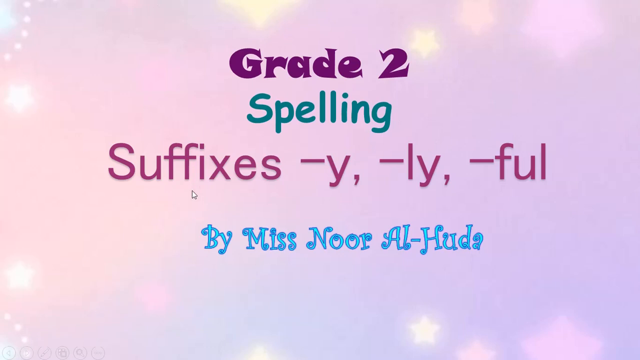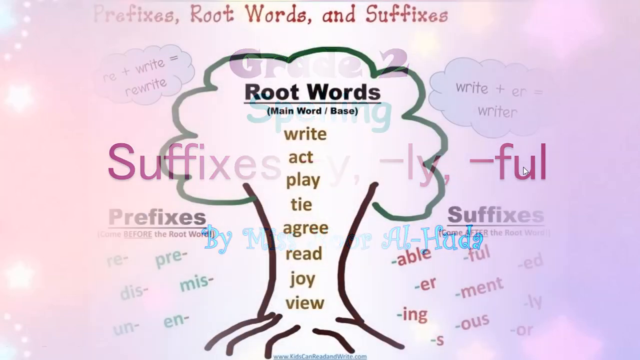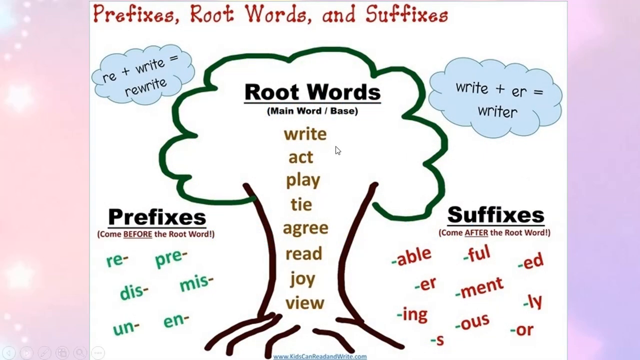Today's lesson is about suffixes y, ly, and full. We said earlier that the root word is like the trunk of the tree. It's the word with nothing added on it. We can add more meaning to this root word or base word by adding a few letters before it, and we call those letters prefixes. Pre means before. And we can add more meaning to the base word by adding a few letters after the root word, and we call those letters suffixes.